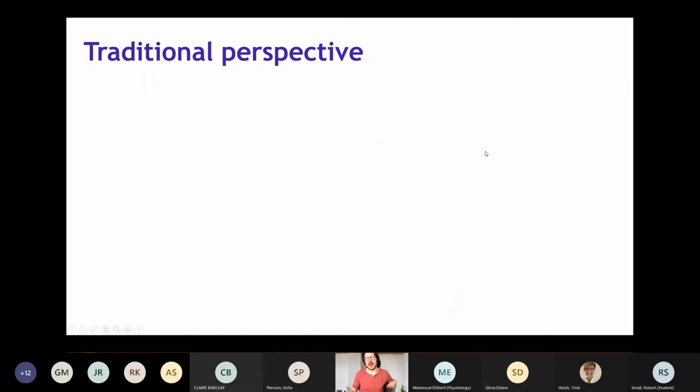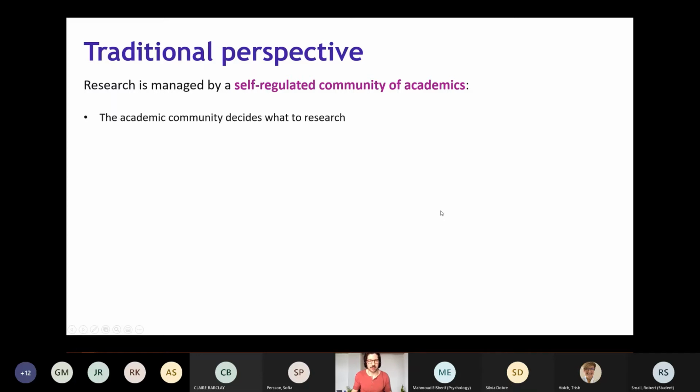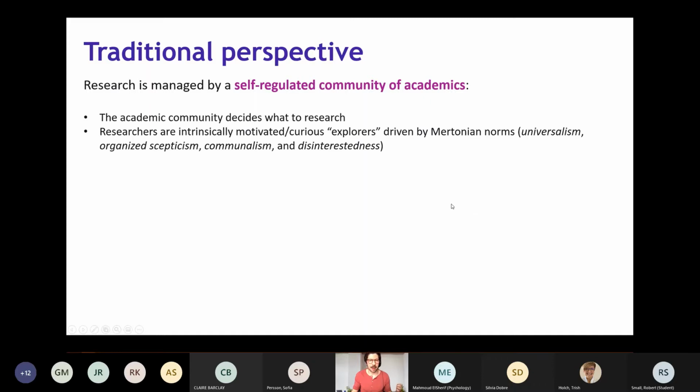Before I go on, to provide a point of contrast to what I'll be talking about slightly later, what is the traditional perspective on the way that research is organized? This is that research, as a human endeavor in universities, is managed by a self-regulated community of academics. It's the academic community that decides what to research. Researchers are doing this because they're intrinsically motivated to find out new knowledge. They're curious explorers who are driven by Merton's scientific values of uncovering knowledge using disinterestedness, working together, and having organized skepticism.